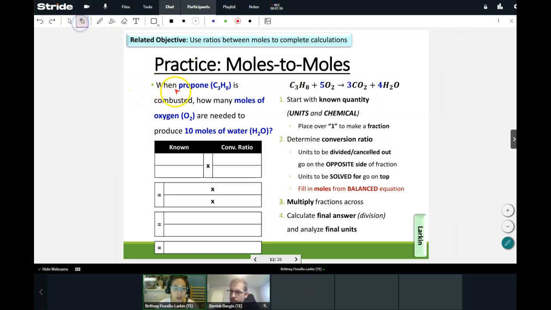So the question is, when propane C3H8 is combusted, that means lit on fire, how many moles of oxygen O2 are needed to produce 10 moles of water H2O? All right, so taking a look here, what is my known? I need something that has a number, a unit, and a chemical. So tell me in the chat from my question, where do you see a number? And once you find that number, give me the number, the unit, and the chemical. Tell me in the chat.